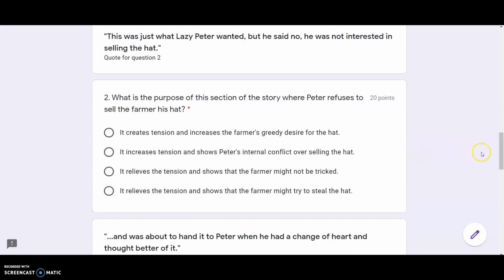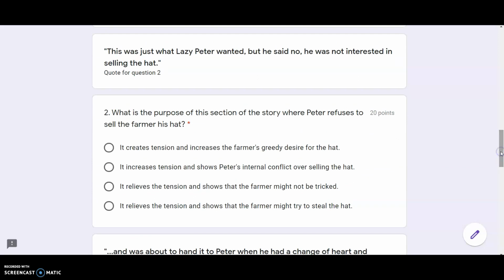Okay, hopefully you have already answered question 1. Here's question 2. This was just what Lazy Peter wanted, but he said no. He was not interested in selling the hat. Question 2. What is the purpose of this section of the story where Peter refuses to sell the farmer his hat? So remember, Peter refuses to sell the farmer his hat. And the quote is, this was just what Lazy Peter wanted, but he said no. He was not interested in selling the hat. What is the purpose of that?